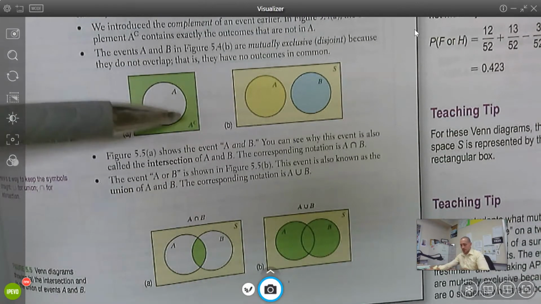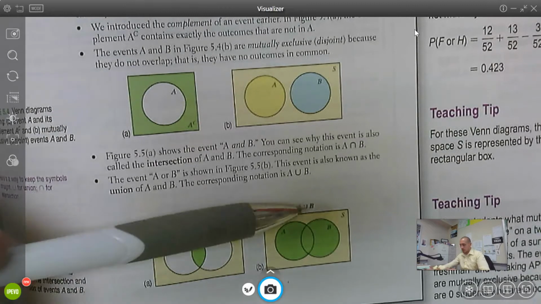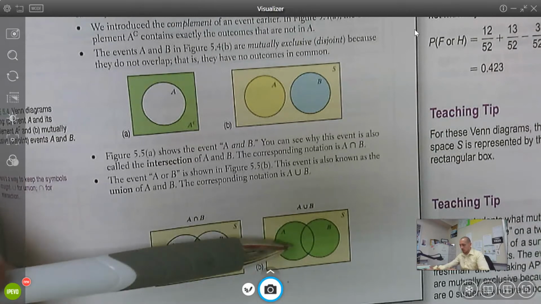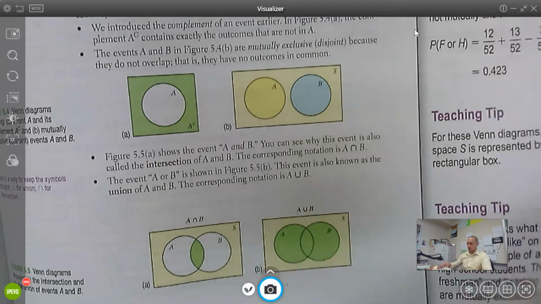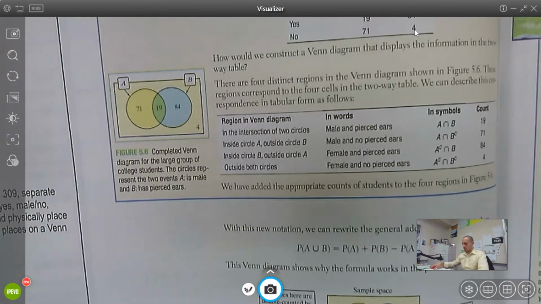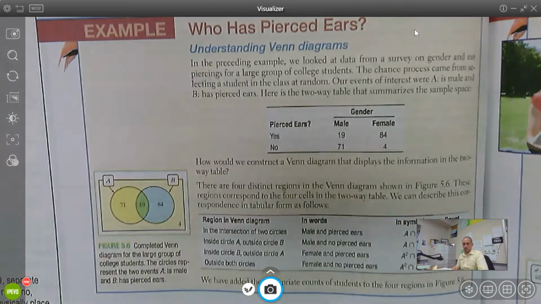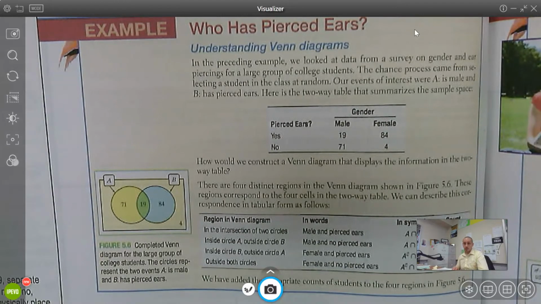Venn diagrams. The complement is what's outside of the circle. The intersection is obviously the overlap, and A or B is one or the other or both. And Venn diagrams tie directly into the two-way table. You're not going to look at any of the totals. You're just going to look at the numbers on the inside of that two-way table.